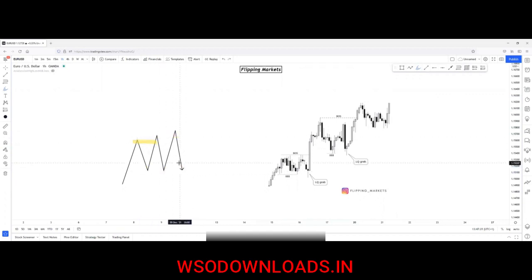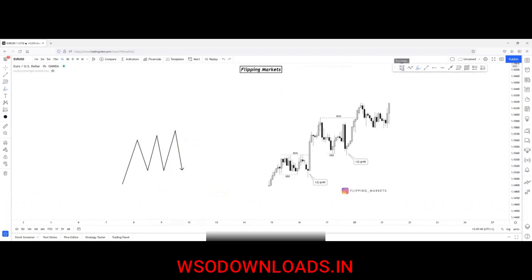How can we identify if it's just a liquidity sweep or a change of character? So if price breaks this low point, that will be easily a change of character because this low has created a new high here. And if this low point breaks, that can be a change of character here and the change in the trend. Okay, but how can we identify if it's really a change of character or just a liquidity sweep?